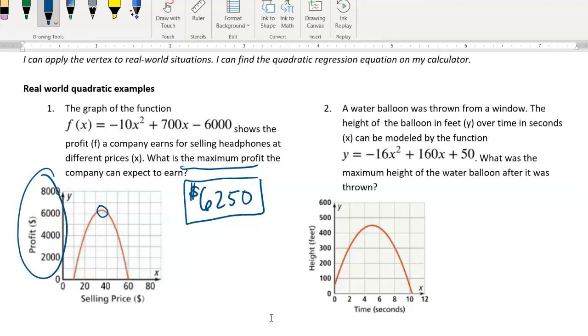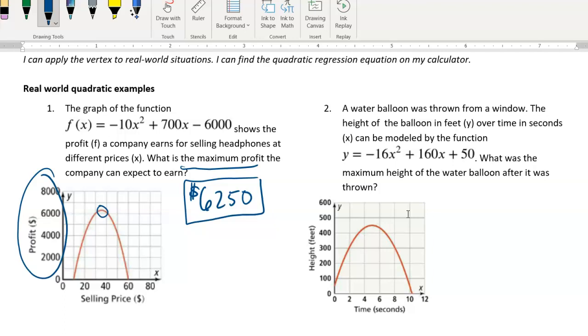All right, so I want you guys to try that whole process on your own with this next one. The next one represents a water balloon was thrown from a window. The height of the balloon in feet over time in seconds is modeled by that function. So here the x-axis represents the time in seconds. So notice we're going to have to change our window settings again here. And then you're going to find the maximum height in this case for the water balloon after it was thrown. Okay, so go ahead, pause the video, hit play when you're ready to check your answer.